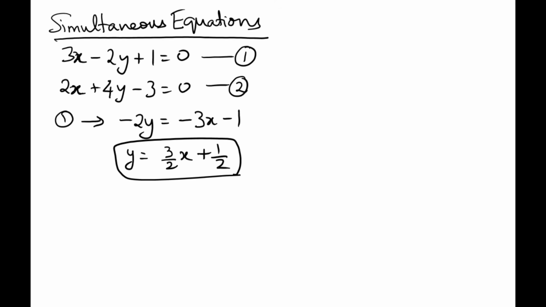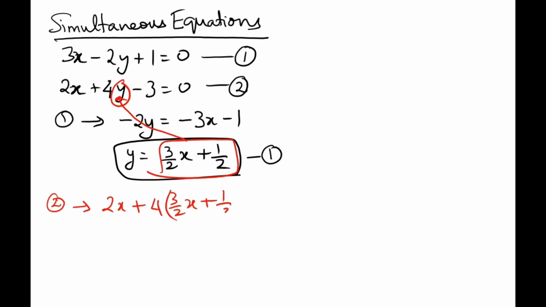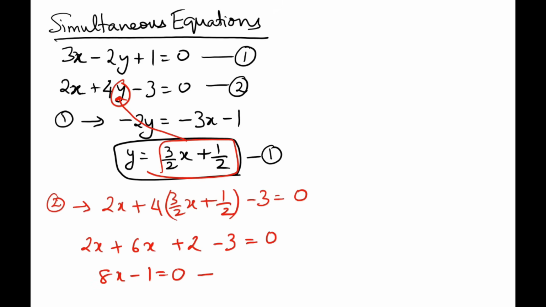So this is the new equation 1. Now I'm supposed to be substituting the expression for y into the y of the second equation, and therefore the second equation becomes 2x plus 4 times (3 over 2 x plus half) minus 3 equal to 0. So just simplify this. 2x plus 6x plus 2 minus 3 equal to 0, opening the brackets, and you get 8x minus 1 equal to 0, and this gives you x is equal to 1 over 8. It's the same method.